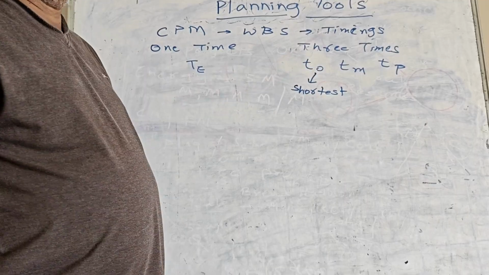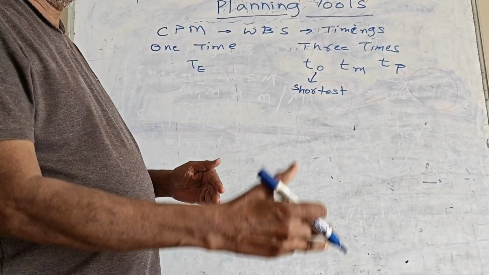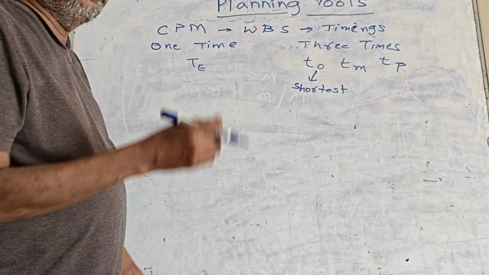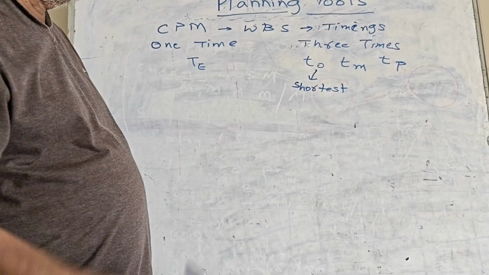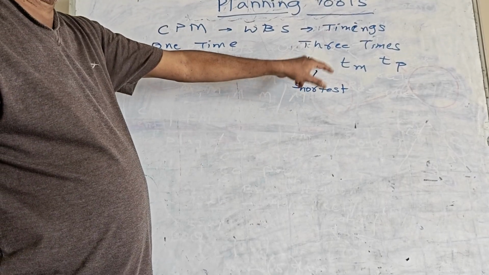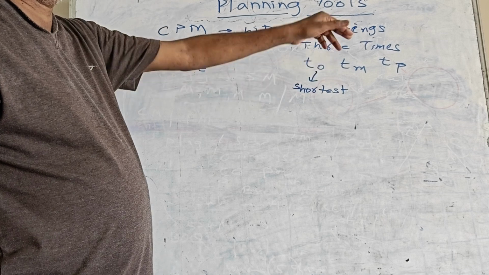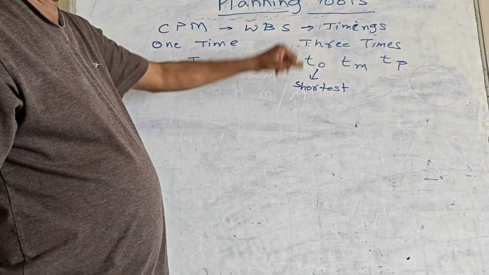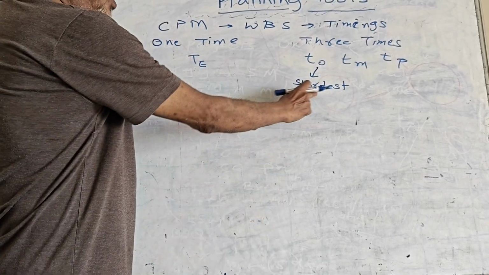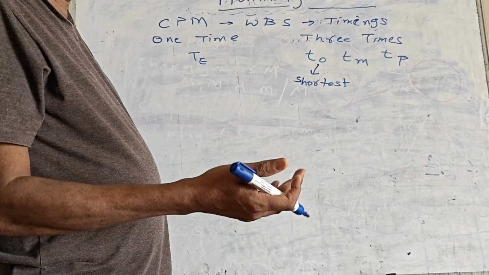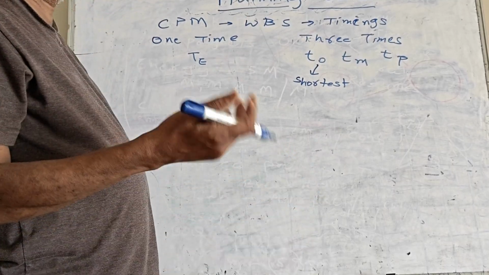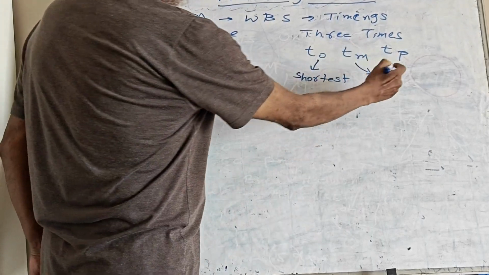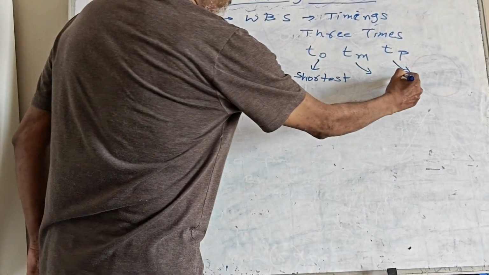We call it optimistic time because everything goes according to your plan. Not even 1% probability is there that the activity is delayed. All the activities in the network will go according to the plan. Everything is positive, everything is optimistic. That is why it is the shortest time that an activity can take to get accomplished. Now what is TM? TM is the most likely time. I will come back to TM after TP. TP is called the pessimistic time.